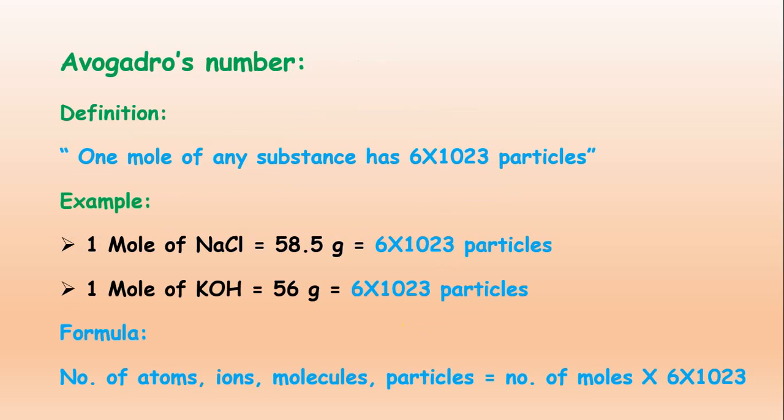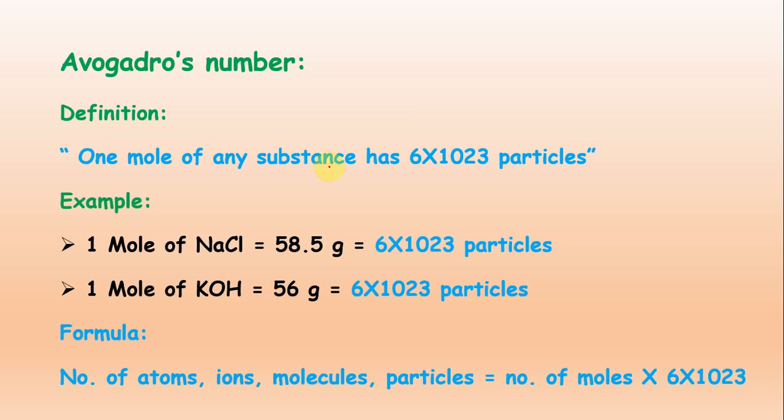So let's discuss the first topic, that is Avogadro's number. First of all, what do we mean by Avogadro's number? Then we will discuss one example, then the formula, and at the end we will solve some problems related to Avogadro's number. So let's look at the definition.